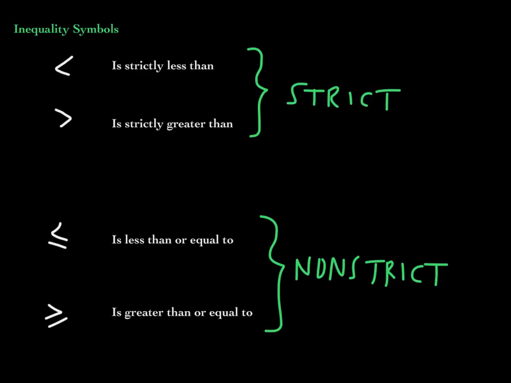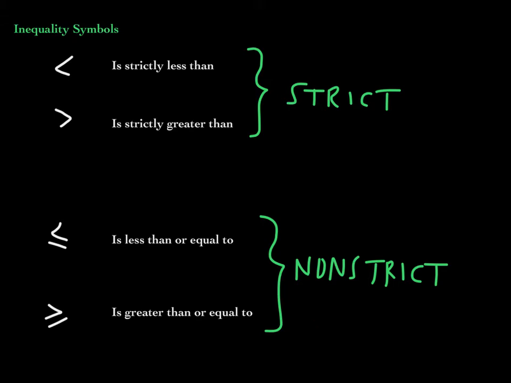All right, what I would like to do now is transition to linear inequalities. Now, there are two categories of inequality symbols. First you have is strictly less than, is strictly greater than. These are strict inequalities. And then your non-strict inequalities will be is less than or equal to, or is greater than or equal to. Two categories, strict inequalities and non-strict inequalities.